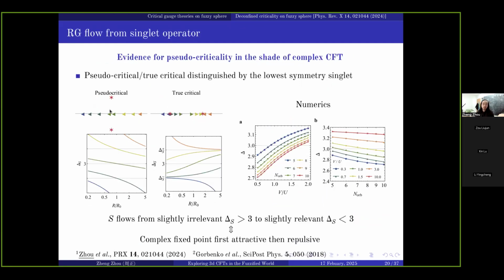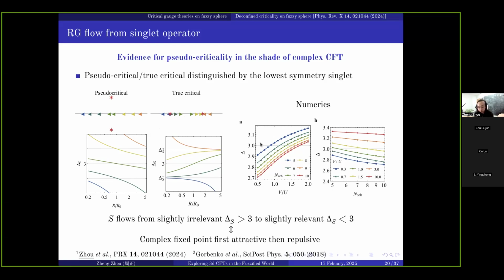And to further confirm the scenario of pseudo-criticality, we can look at the RG flow through the lowest singlet that controls this flow. So in the scenario of pseudo-criticality, the RG flow is first attractive and then repulsive. Correspondingly, the singlet is first irrelevant, larger than 3, and as the flow goes, its scaling dimension decreases to lower than 3, being relevant.